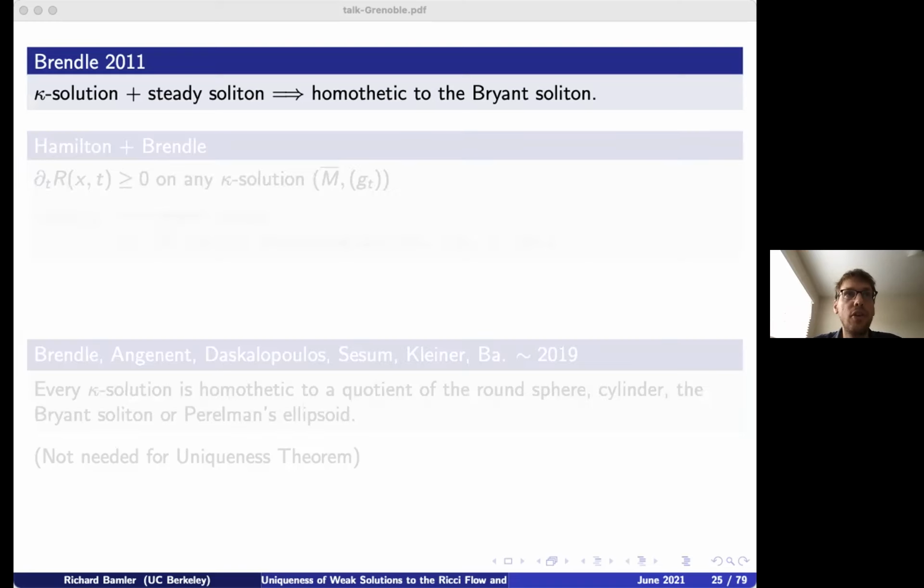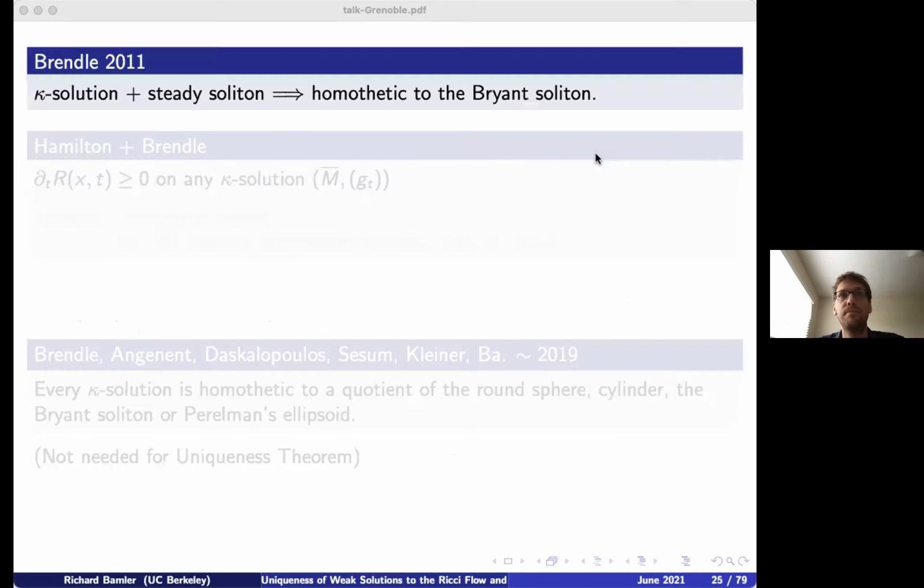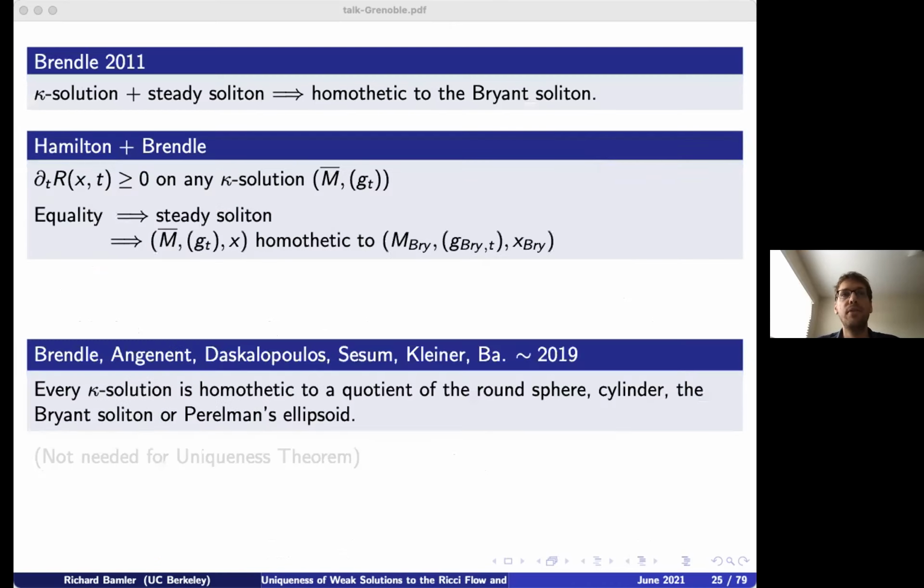Okay? So just to show you the picture before, what we now know is that in this case, kappa solutions are either round or they're Perelman's ellipsoid or the Z2 quotient. In this case, they have to be isometric to the Bryan soliton. And in this case, we already knew that there are cylinders or quotients thereof. Okay, so now instead of talking about kappa solutions, we could just also give a list of a few different types of Ricci flows. So this is a very nice result. However, this was not needed for the uniqueness theorem that I want to present in this series of lectures, because this result was obtained later.